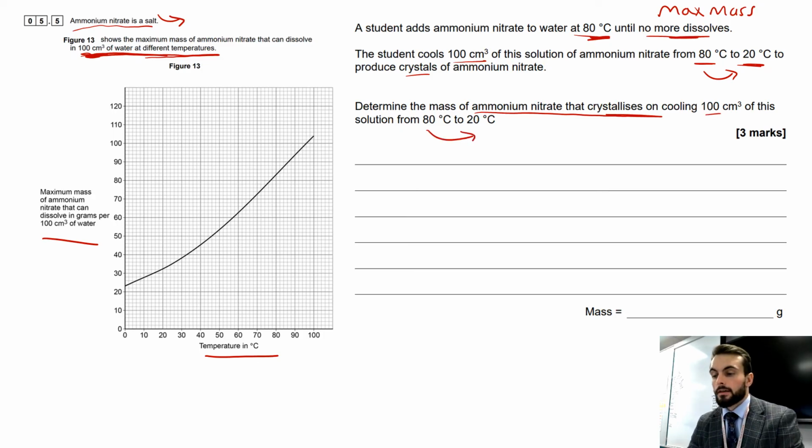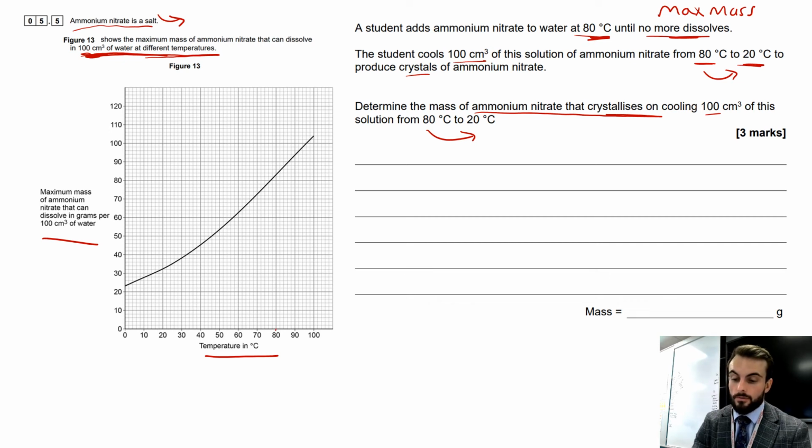So you've got to determine what mass of ammonium nitrate crystallizes out when they cool it from 80 to 20. So the first thing you need to figure out is how much ammonium nitrate will dissolve at 80 degrees Celsius. And that's where the graph comes in. So you can use your ruler for this, you can draw a line. I'm going to struggle to draw a perfectly straight line, but I can see it.